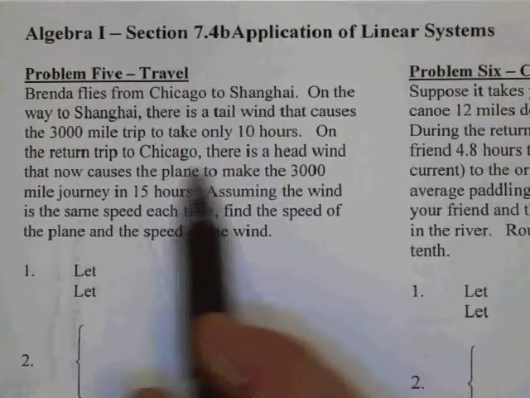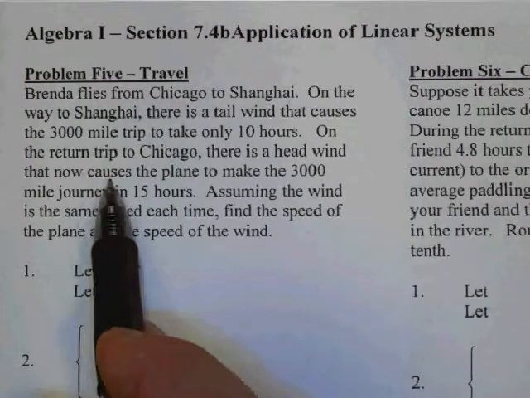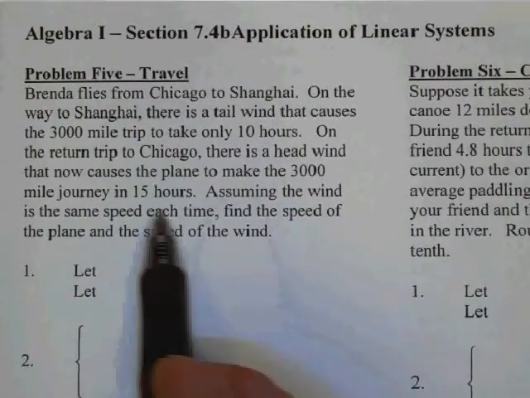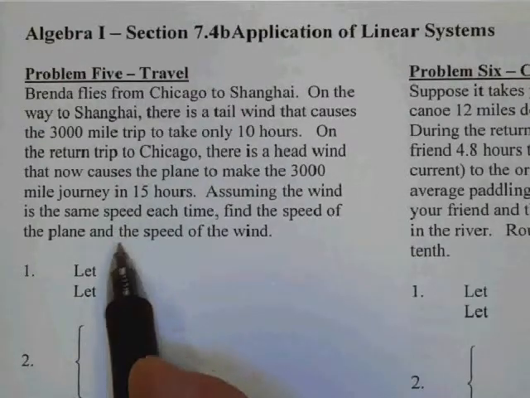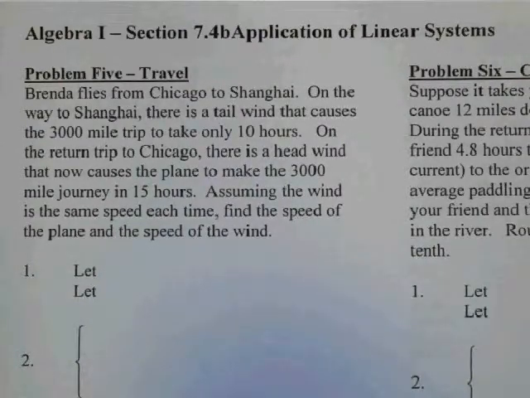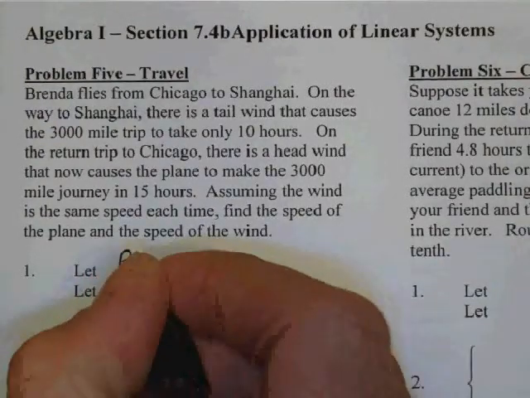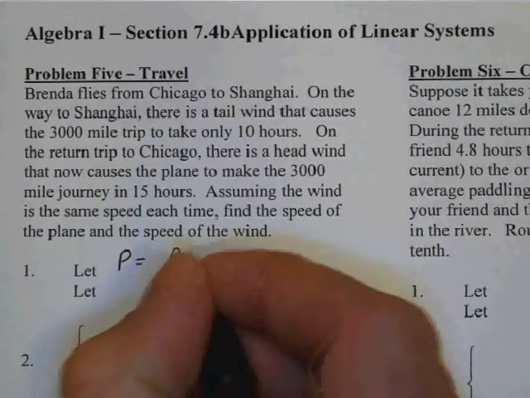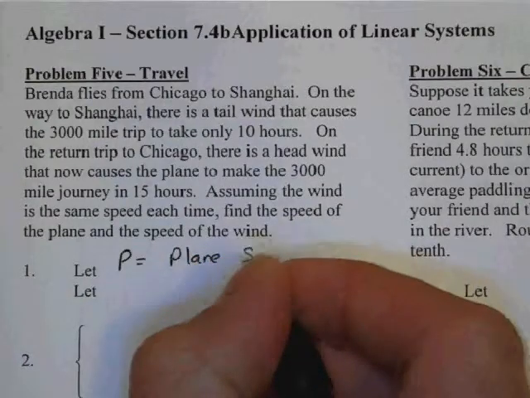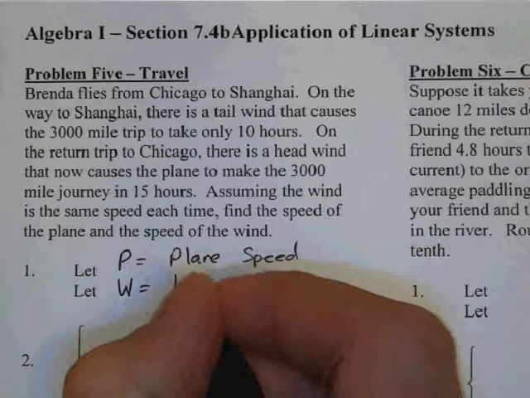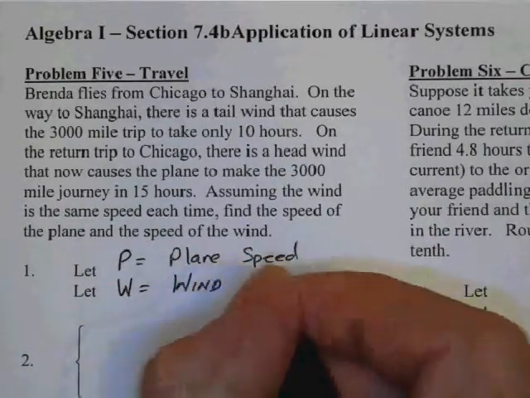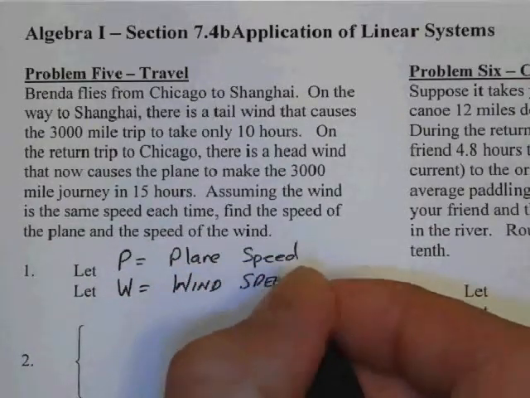On the return trip, there's a headwind that now causes the plane to make the same 3,000-mile journey in 15 hours. Assuming that the wind is the same, we want to find the speed of the plane and the speed of the wind. Two variables. Let P equal the plane speed. That's your first one. And let W equal the wind speed.